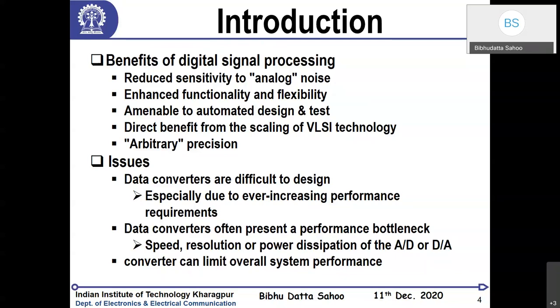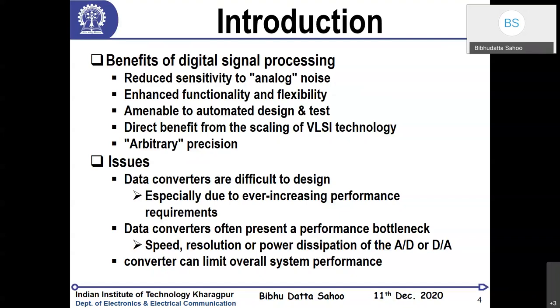And we can also achieve arbitrary precision. Right now you have 64-bit CPUs, so we can achieve a lot of precision. Interestingly, the Python software can achieve better than 64-bit also. So we can say that we can achieve arbitrary precision for any kind of computation that we need.